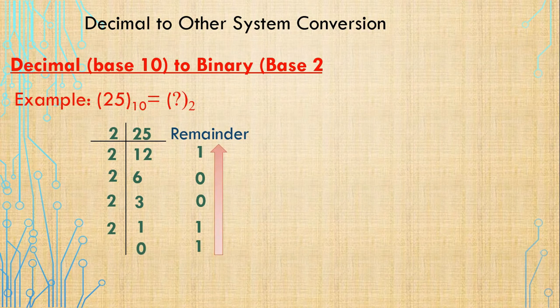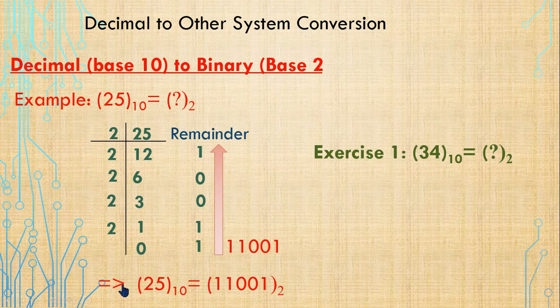So now we read the results from bottom to up, that is 1 1 0 0 1. So we will have this as our result. Therefore this will give us this.